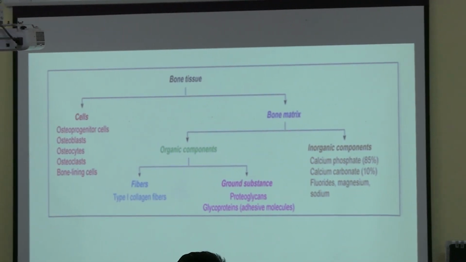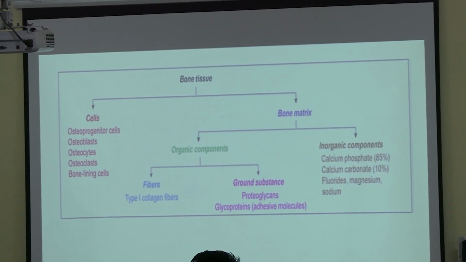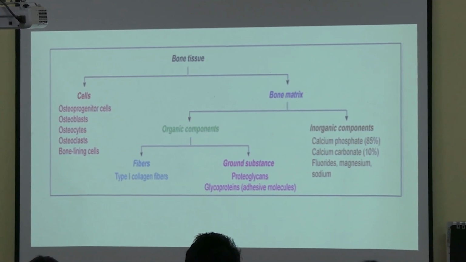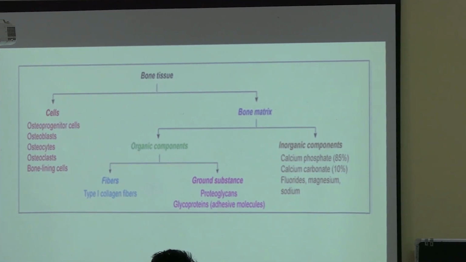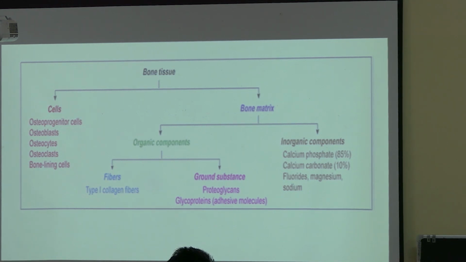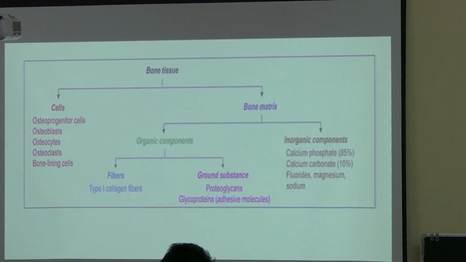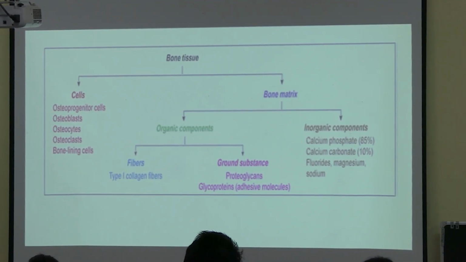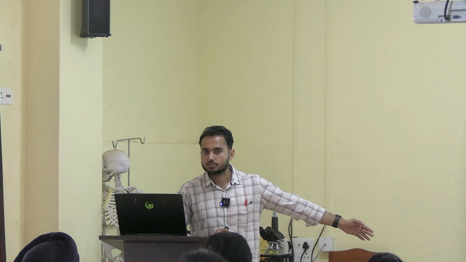What do you think? What will be present in the inorganic part? Calcium salts. In short, calcium salts are there in the inorganic part. Can you see the calcium salts? Fibers are there in the organic part, as you can see: type 1 collagen fibers, along with proteoglycans and glycoproteins. So this is showing that bone is also a connective tissue, but specialized. Now in this case, can you tell me where the modification has taken place?